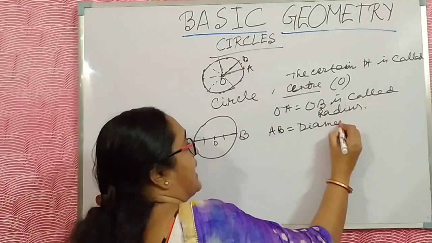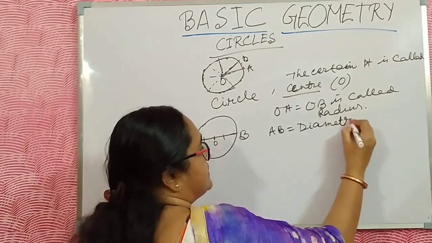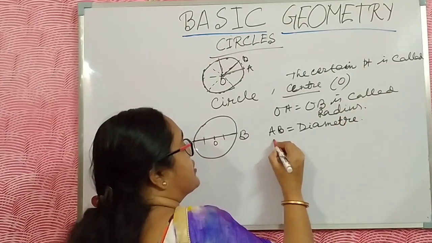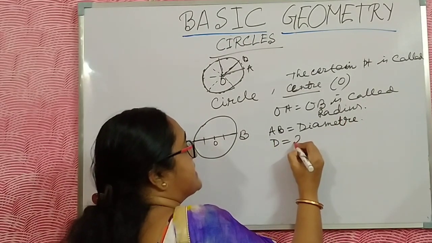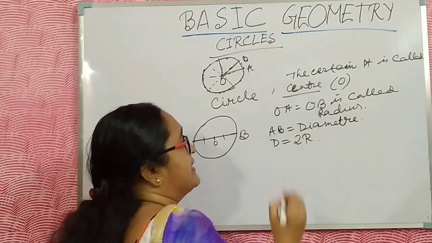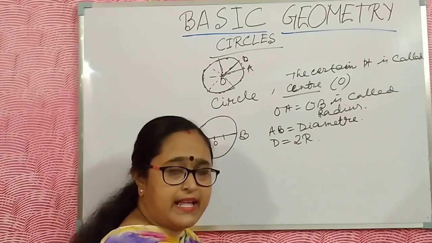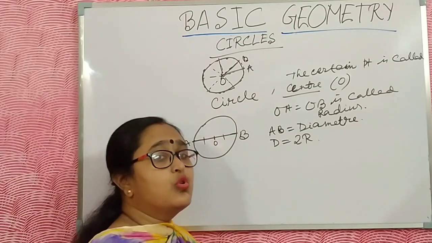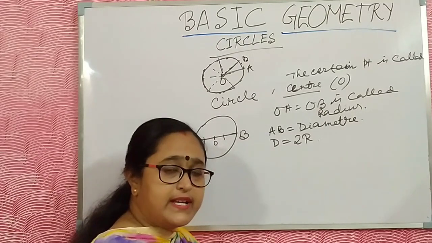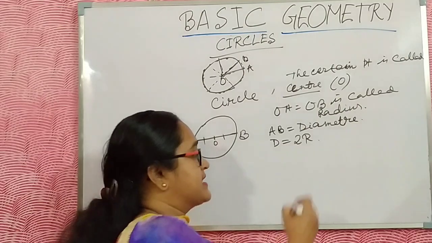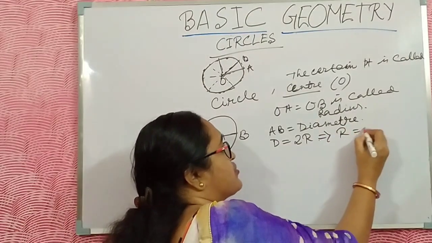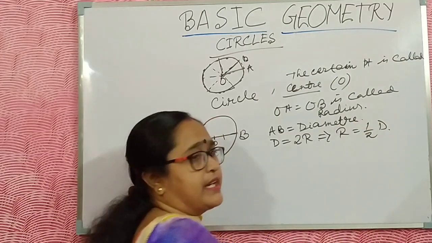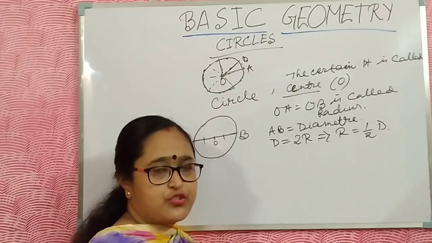Okay, diameter is denoted as D and radius is R. Here radius is denoted as R, diameter is denoted as D. D is equal to 2R. Diameter is always double the radius, and that implies radius is also half of the diameter. This is a very important thing also.